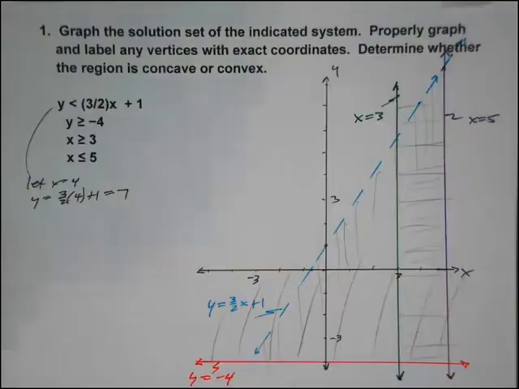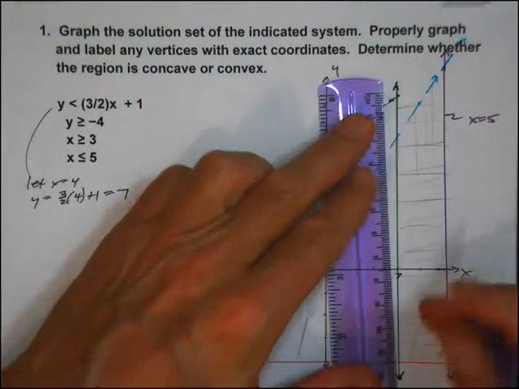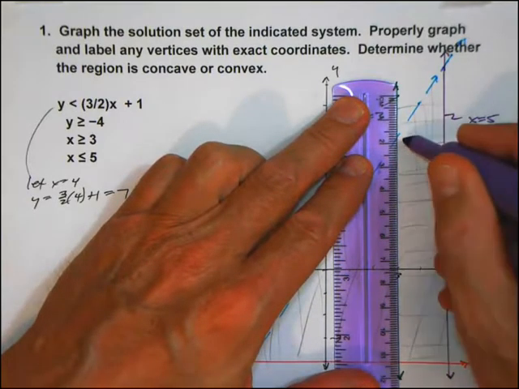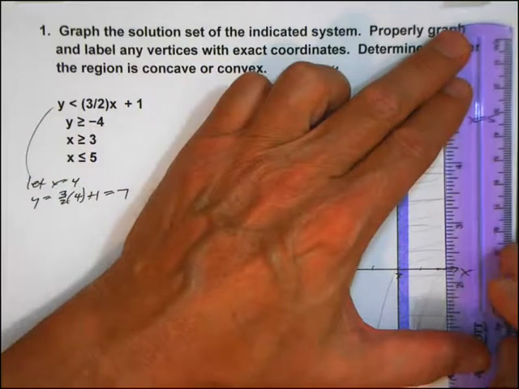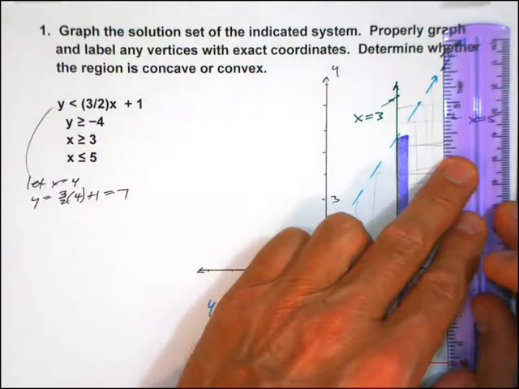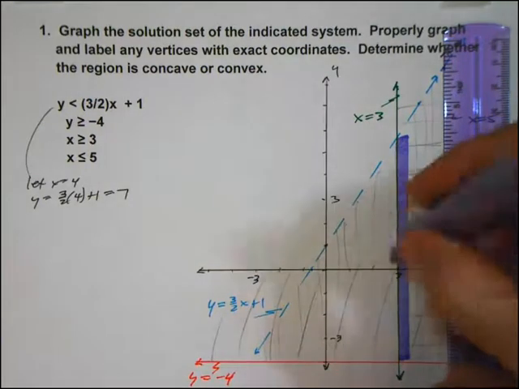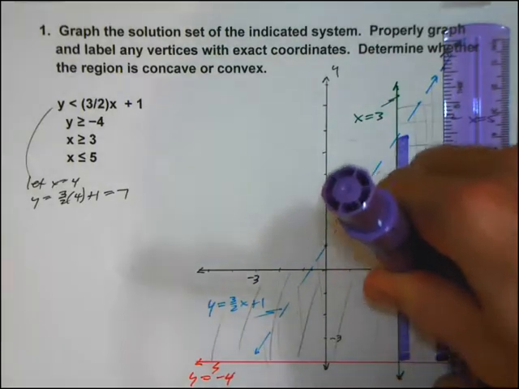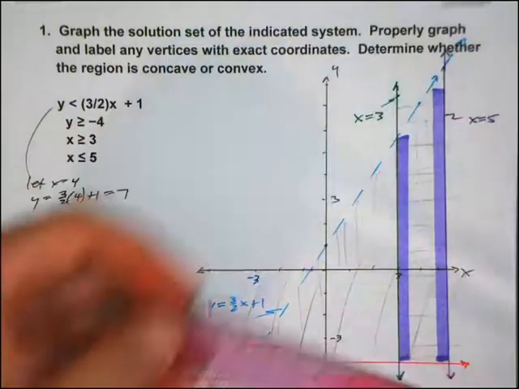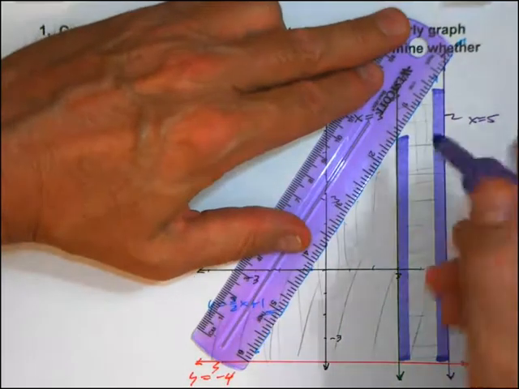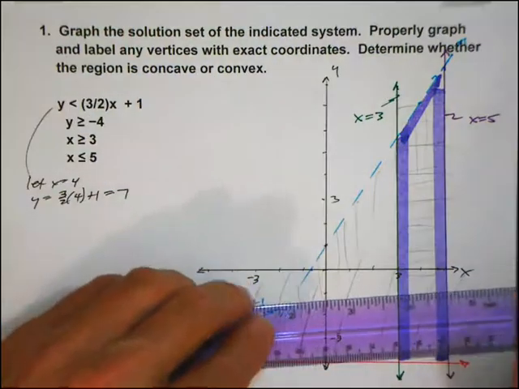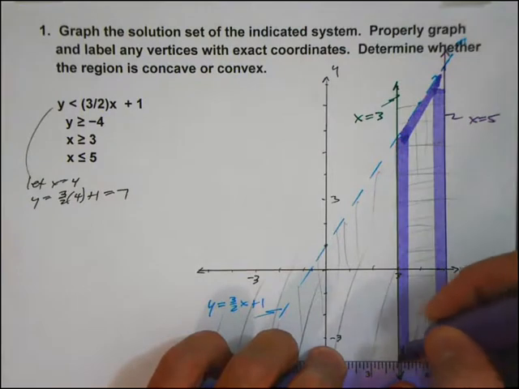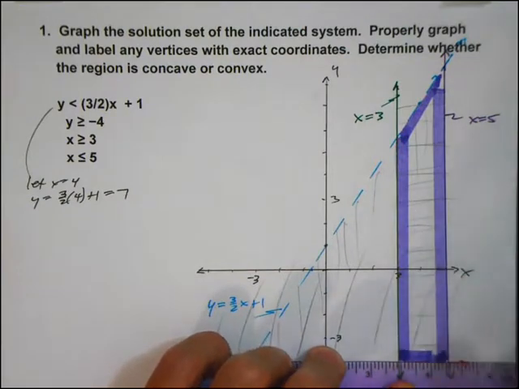Now, let's get the solution set clearly marked off with some shading. As it's in here, we have like so. Then we also have so. Also. So. And finally. There.